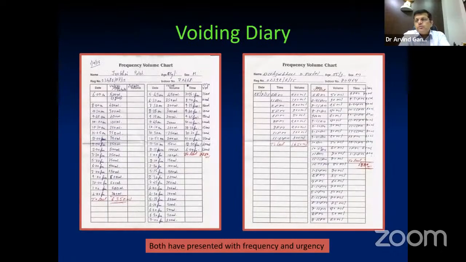This is also one of the most important tools, which I feel gives a wealth of information if you give it to the patient, and the patient is in a position to understand what we want to say. Just to give you an example, this is a frequency volume chart, also called the voiding diary. You can see that these are 2 patients who presented with frequency and urgency. The symptoms are the same, but you see that the amount of fluid that this number 1 patient is consuming is approximately 6,350 ml, and every time the patient is voiding, say, around 200 ml, 250 ml.